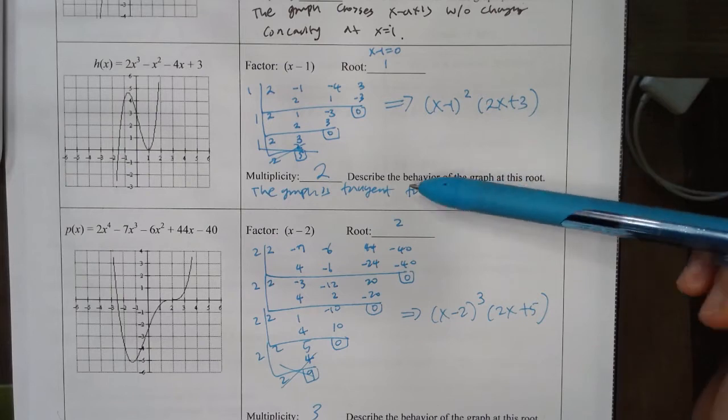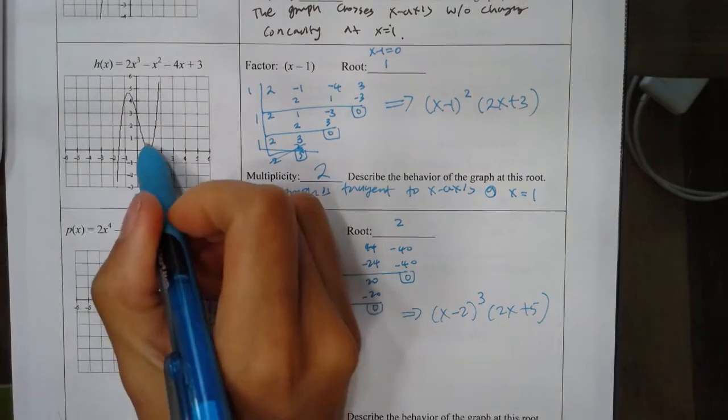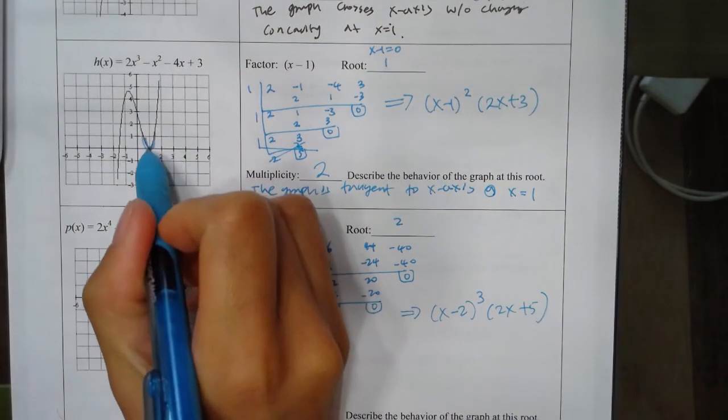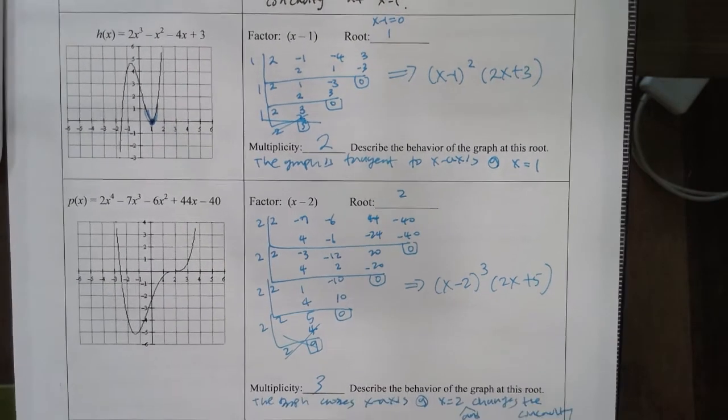Describe the behavior at that zero. The graph is tangent to the x-axis at x equals 1, as you can see right there. Okay? Alright, next one. I did the synthetic division.